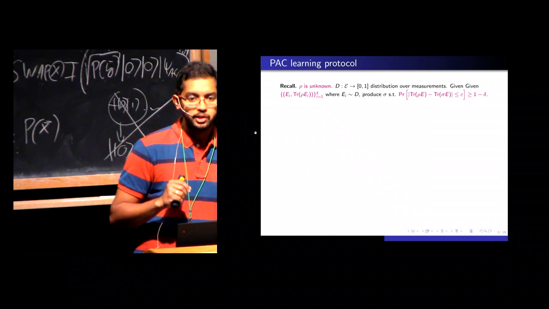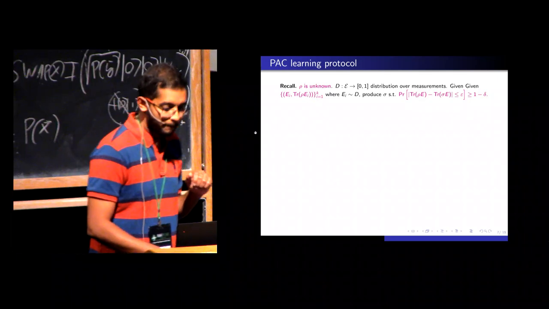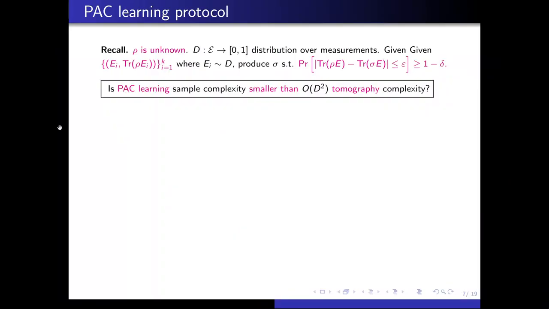I care about the sample complexity again here. Good, and so the natural question is, okay, tomography says the sample complexity of tomography was D squared. The question is, this is a weaker task than tomography. Is PAC learning really much simpler than tomography, or is it maybe just quadratic in D, which is exponential in n, or what's going on? And surprisingly, PAC learning is actually exponentially more efficient than tomography.